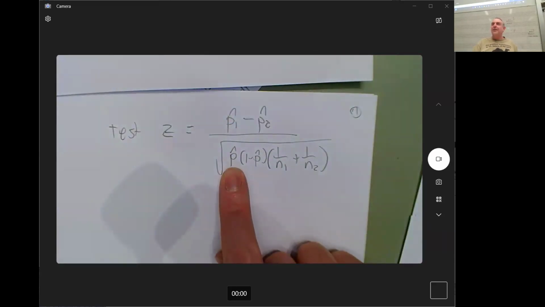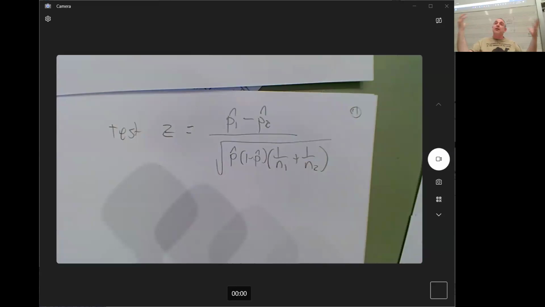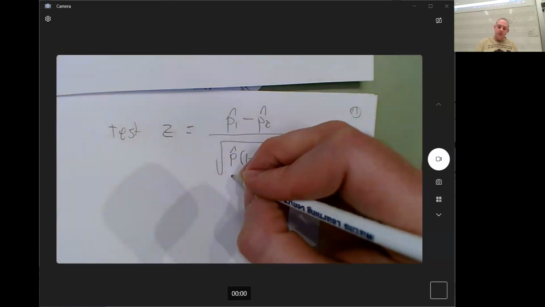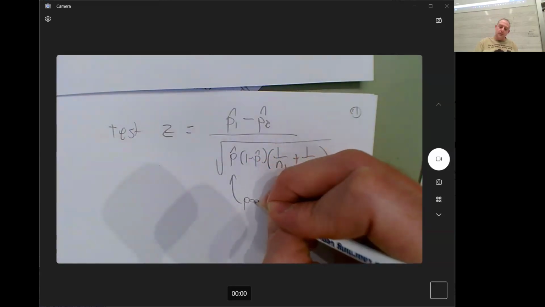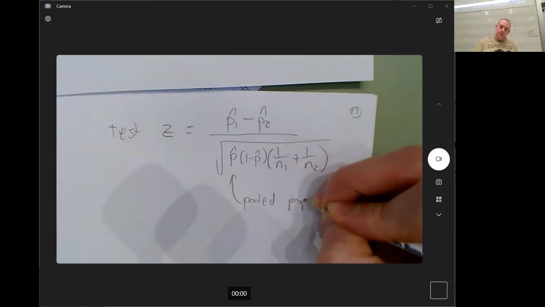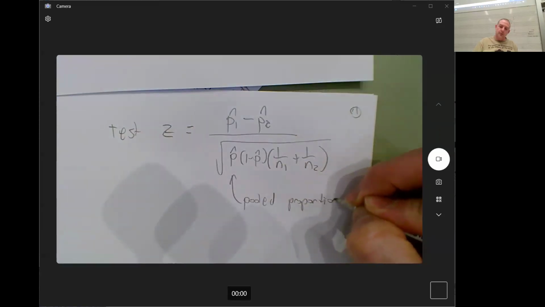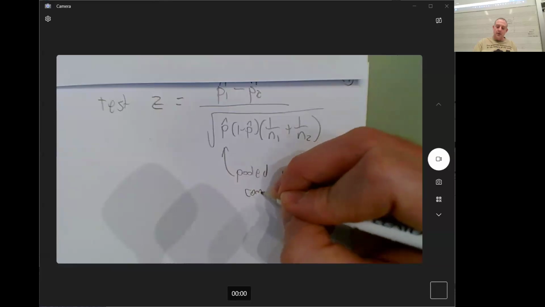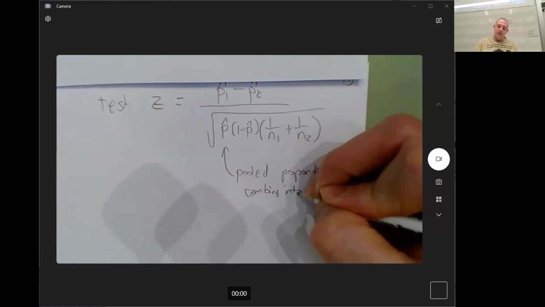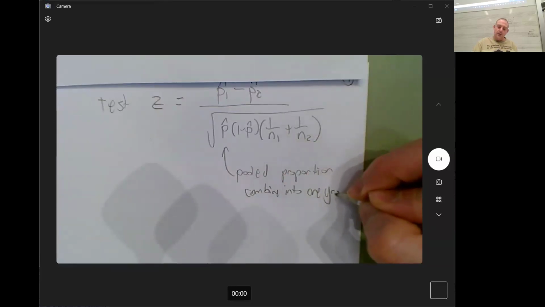Where this P hat that doesn't have a 1 or a 2 is made by combining all the two groups together into one big group and figuring out the proportion in the big group. It's called the pooled proportion, where you combine into one group.